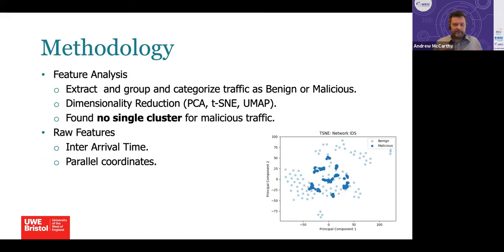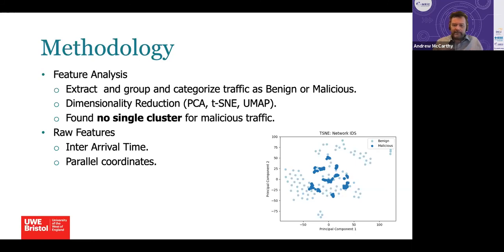If I pick out some of the key features from the research, we started off with the feature analysis, where we extracted the features and tried to categorize the traffic as either benign or malicious. We went through dimensionality reduction. We used a range of dimensionality reduction algorithms: principal component analysis, t-distributed stochastic neighbor embedding, and uniform manifold approximation and projection. But the important thing, rather than their names, is that what we found is no single cluster for malicious traffic. And if you look at the image on the right, you can see the malicious traffic in dark blue.